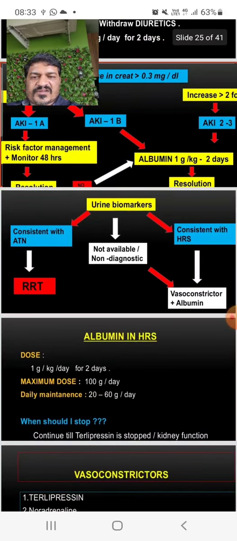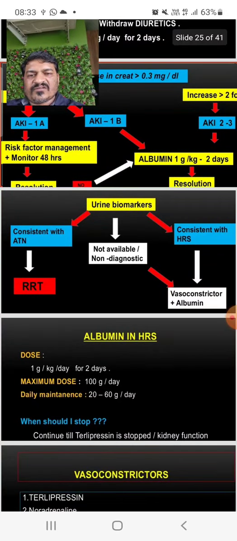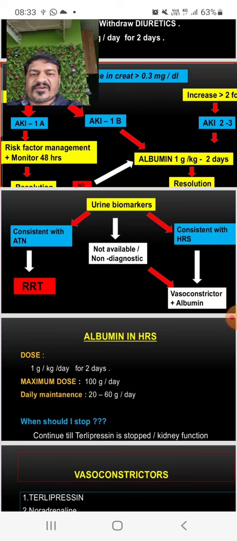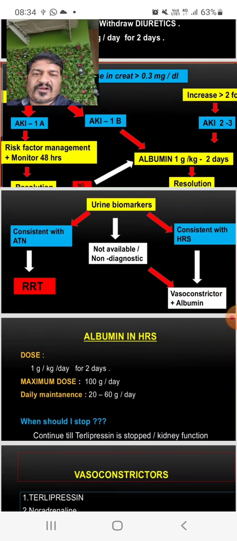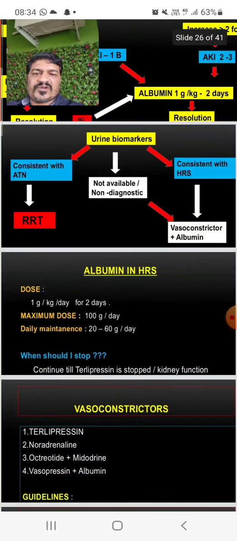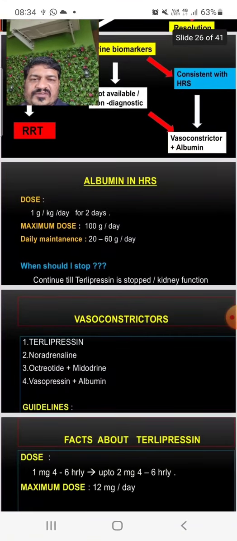Albumin in HRS is dosed at 1 gram per kilogram per day for 2 days. The maximum dose is about 100 gram per day, and daily maintenance is 20 to 60 gram per day. When should I stop? Until the blood pressure is restored or kidney function improves.